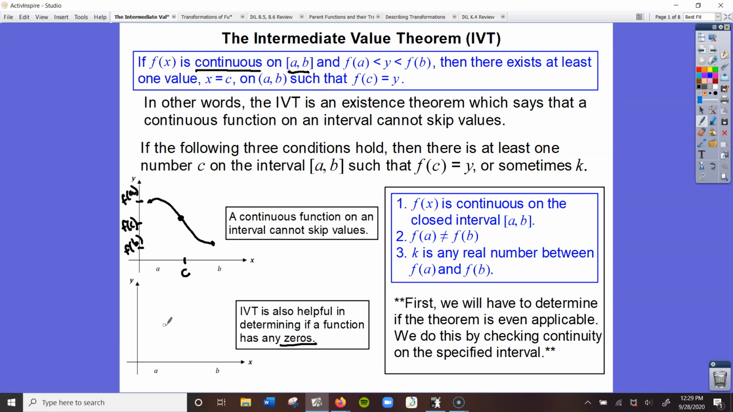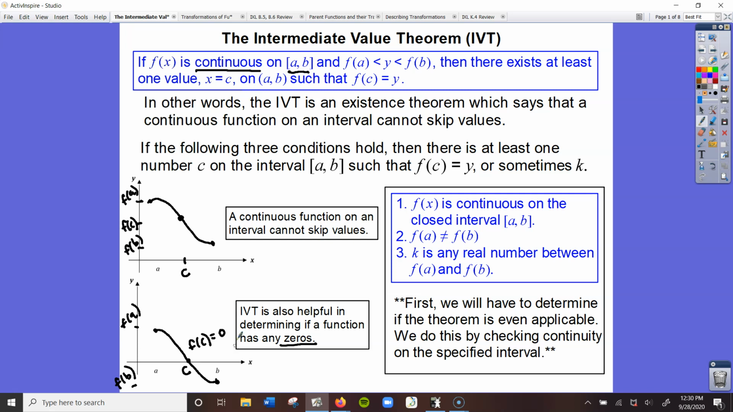So let's say if I use the same example, right? I have a function, any function, right? Where we have f of a is over here, f of b is somewhere down here. If f of a and f of b are different signs, then that means that it must have crossed the x-axis at x is equal to c, so that we end up with f of c is equal to 0.